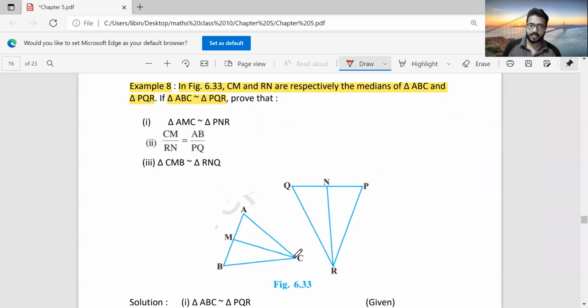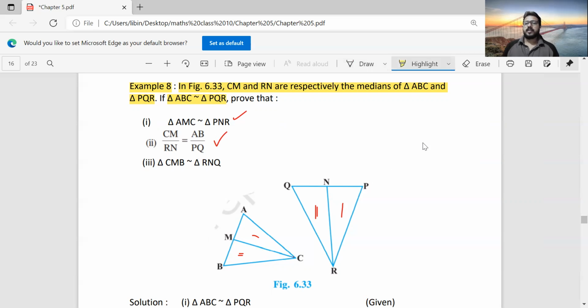triangle AMC is similar to triangle PNR. See, I'm calling it as 1, this should also be 1. Then what are you asked? You are asked to prove CM by RN is equal to AB by PQ. And similarly, as we have seen in section 1, here also triangle CMB, if I'm calling it as number 2, it should also be number 2. Triangle CMB should be similar to triangle RNQ.